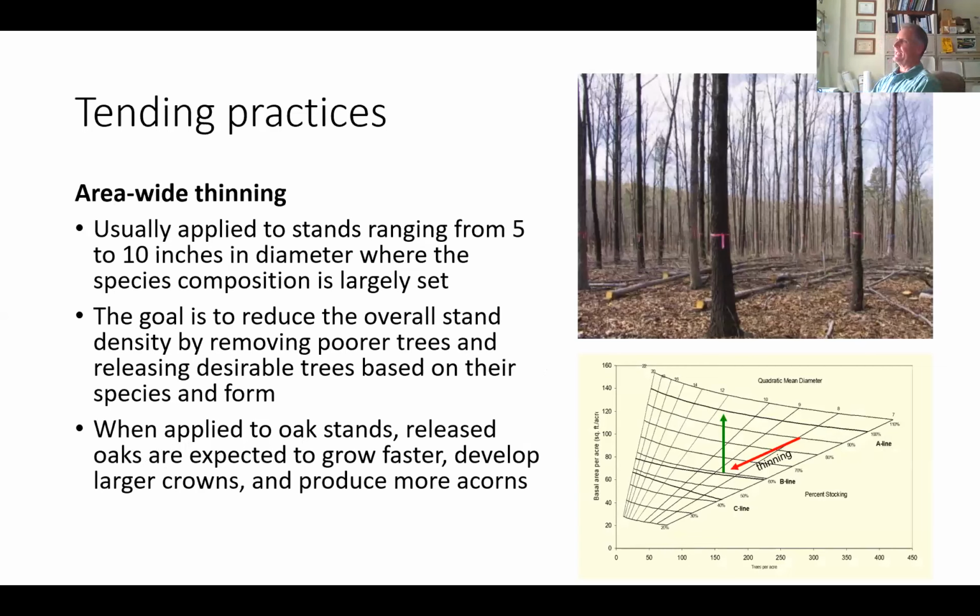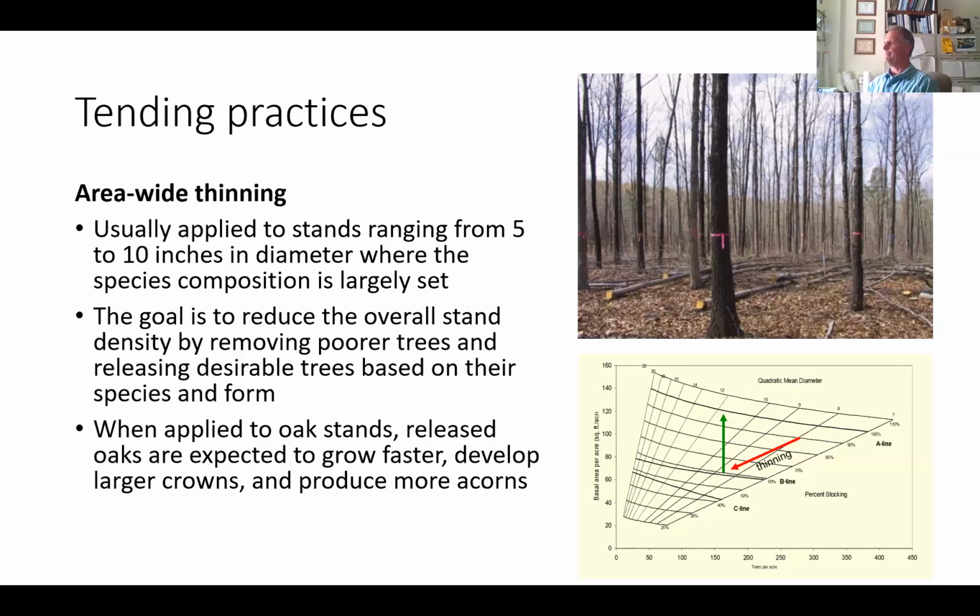With area-wide thinning, we're usually applying this in stands that might be a little bit older, a little bit larger, with trees that might range from 5 to 10 inches in diameter. And in this situation, the species composition may be set at that point. So we probably don't have a lot of opportunity to, let's say, release oaks at that point. They're probably going to be in the stand at that point, or some of them have already lost out to competitors. But the goal is to reduce the overall stand density by removing the poorer quality trees and release those that are more desirable based on species and form.